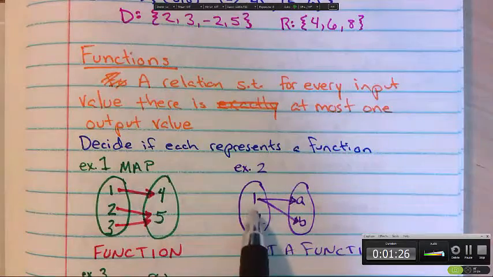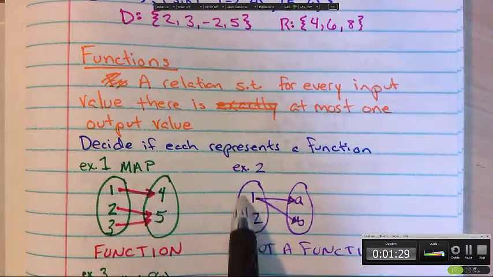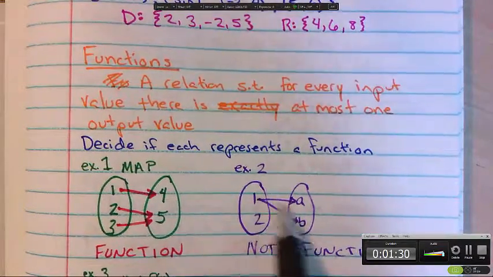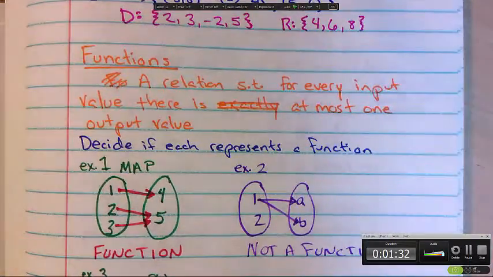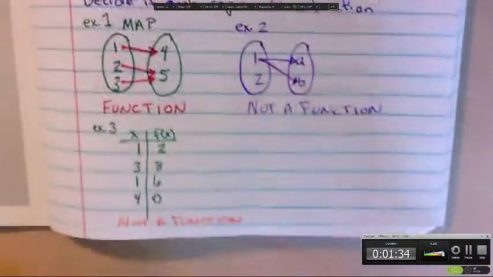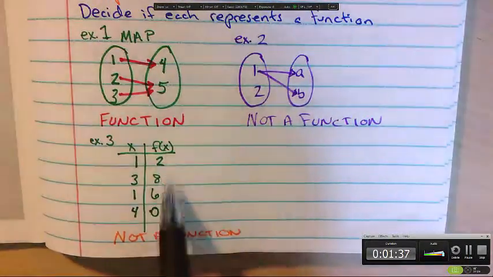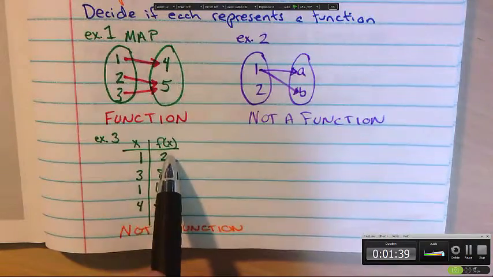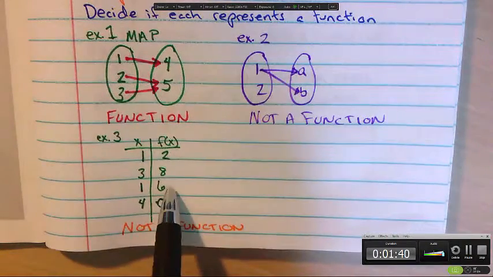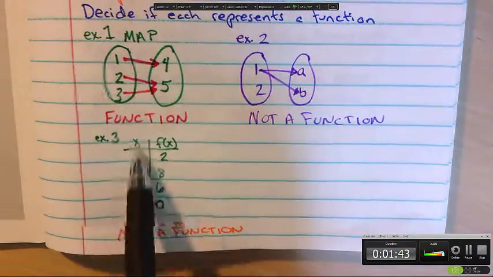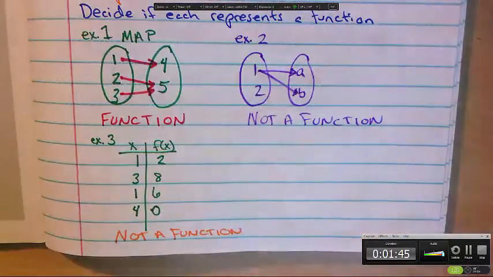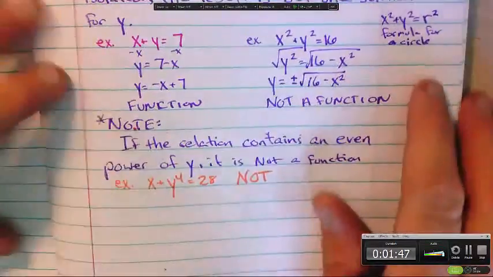Example 2 here is not a function because if I say 1 is the input, what is the output, there are 2 different output values. Therefore that is not a function. We went down through here and then we also did an example in table format. 1 gets sent to 2, also 1 gets sent to 6. So the input 1 has 2 different output values, therefore that is not a function.